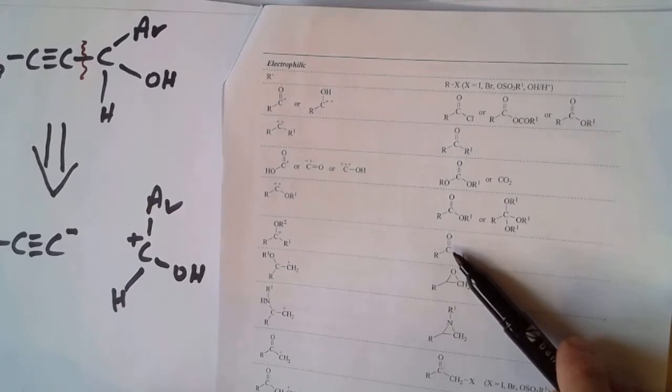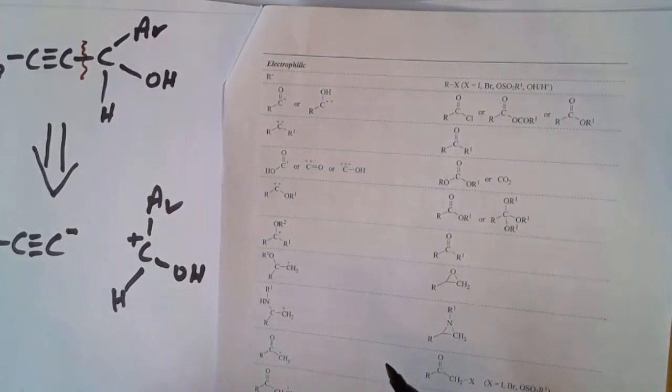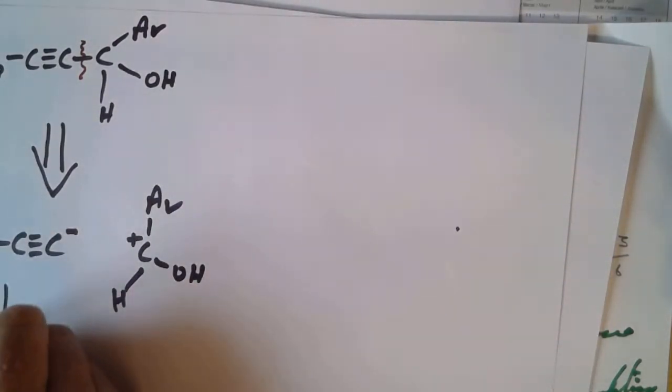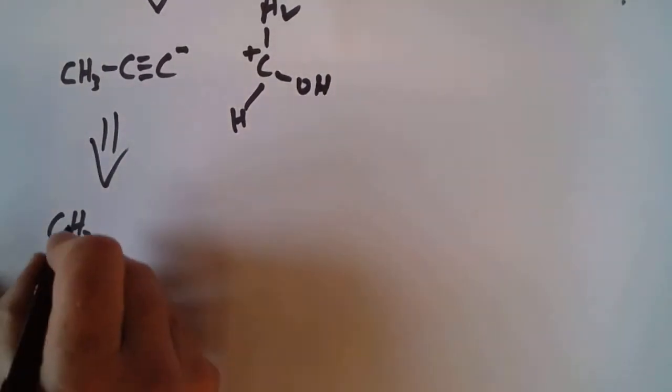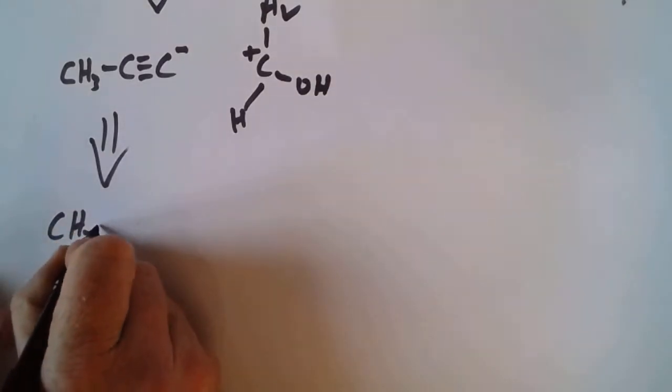Okay, so I'm going to draw in the respective synthons here. Again, we use a retrosynthetic arrow for each of these. So here we've got propyne.